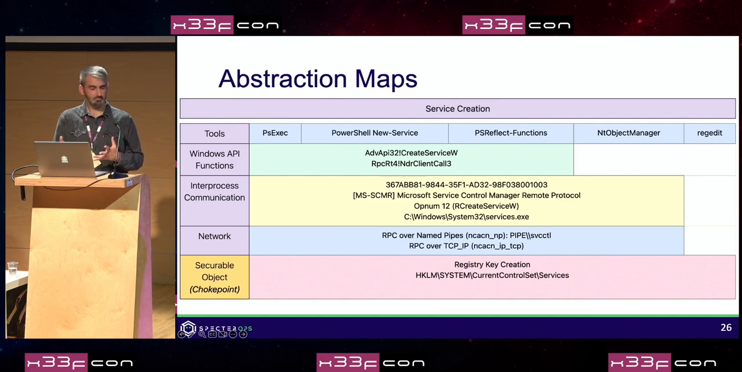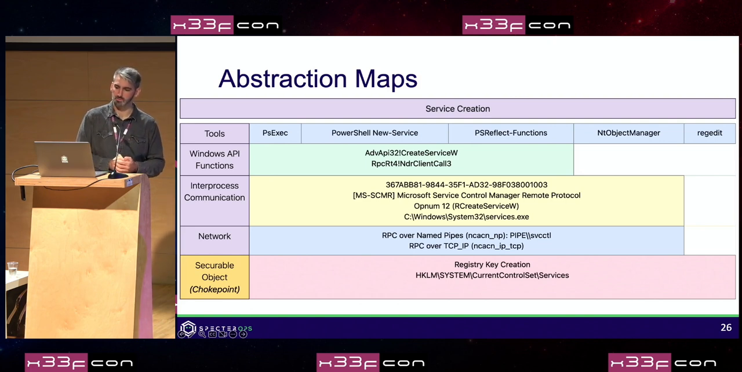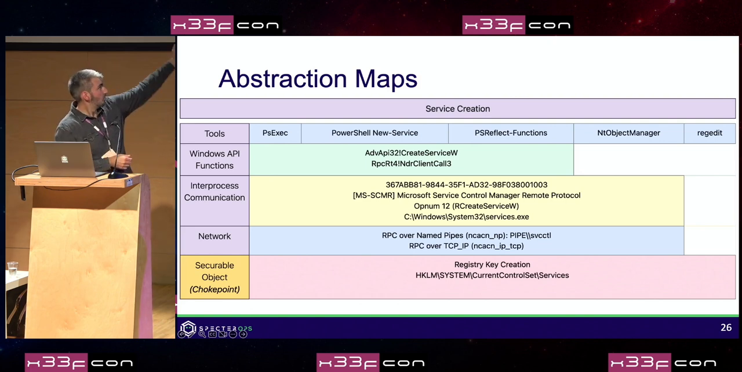And remember a couple slides ago, I talked about abstraction maps. This is what I meant. If function maps are meant to show everything that's possible from a functional evasion level, abstraction maps are meant to be more about the consequences of making specific function calls. We can see here on the left side that an abstraction map will always have this structure of functions, IPC mechanisms, network layer, and securable objects.